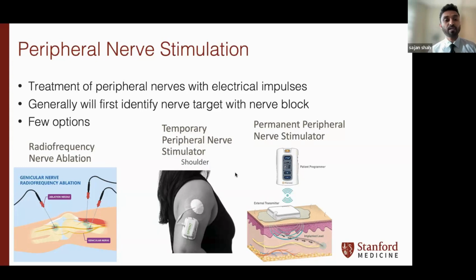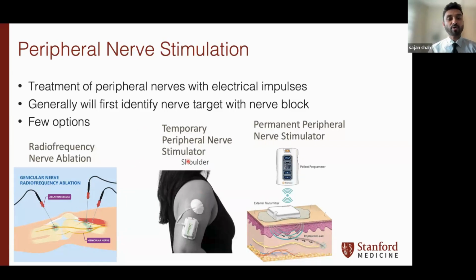So here we see someone who has knee pain and they're getting genicular nerve radiofrequency ablation. And these needles are placed down to those nerves that cover that sensation coming from the knee. Once this procedure is done, the gate control theory helps to block the pain signals from traveling up to the brain. And it can help a lot with knee pain.